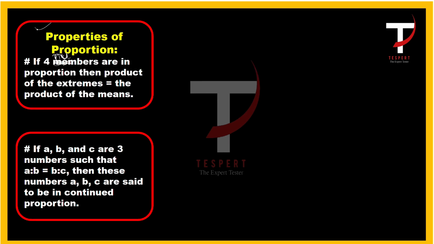So some properties of proportion: if four numbers are in proportion, then the product of extremes is equal to product of means. So if A is to B and C is to D are in proportion, then the product of means will be equal to the product of extremes. So B into C is equal to A into D.